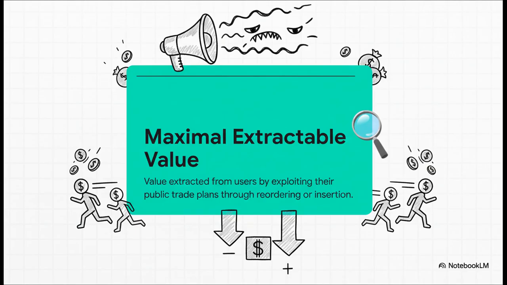And that exposure leads directly to this nasty thing called MEV, or maximal extractable value. See, when you shout your instructions out in the open, predatory bots and traders can see your plan and use it against you. They can literally jump ahead of you in line to buy the asset, which drives the price up, and then they sell it to you at that new inflated price. This is the very real financial cost of having a system that's too transparent.